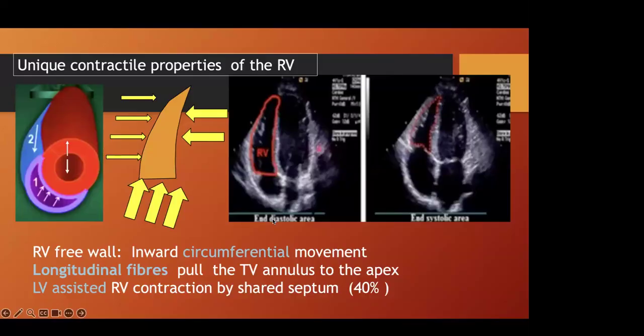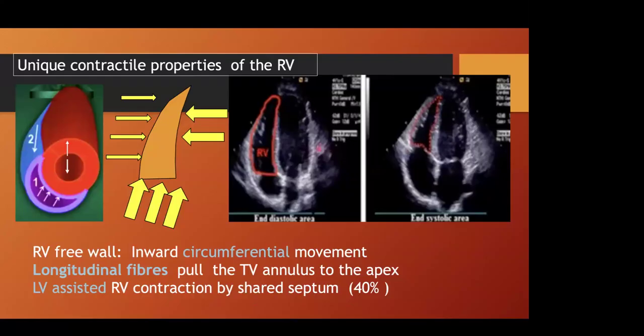Nearly 40% of the RV contraction is assisted by the ventricular septum and by the LV. That's why when the LV fails, the RV also fails, because of the shared septum, and the contribution is quite substantial, close to 40%. So when we assess the RV, we need to look at all the contractile properties of the right heart.